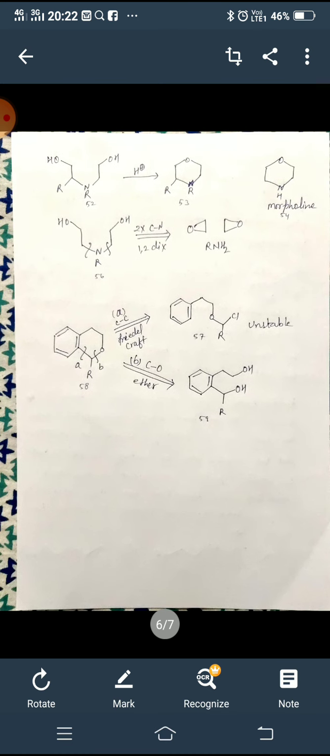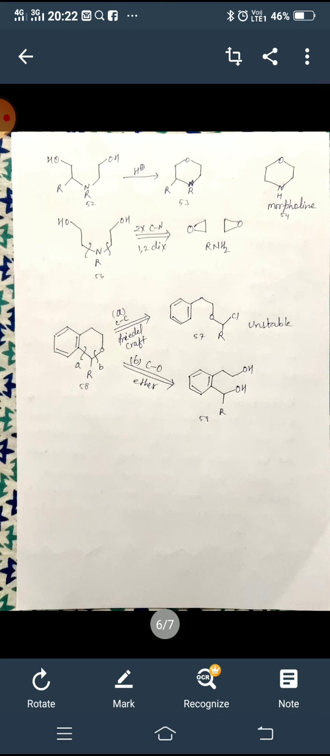This is another example of the formation. This is molecule number 52. In the presence of acid, it converts into number 53. There is removal of an H2 molecule, and this is the cyclization reaction. Okay, and if the compound is like this, number 56, there is also a 1,2 disconnection and two epoxide rings and an amine.